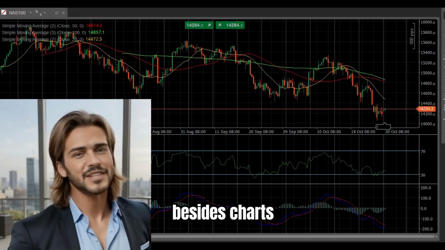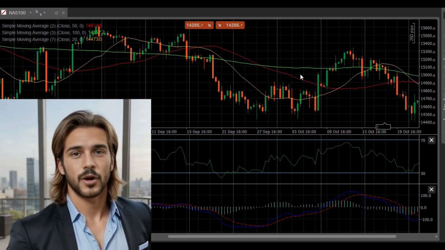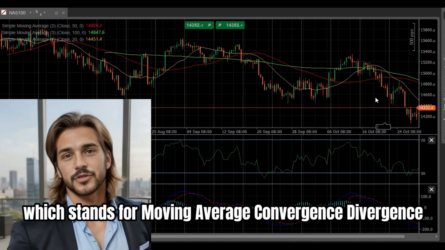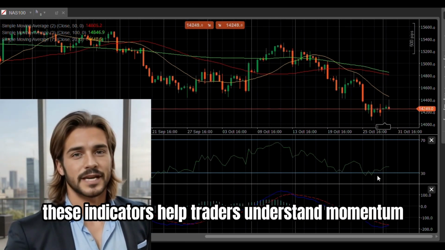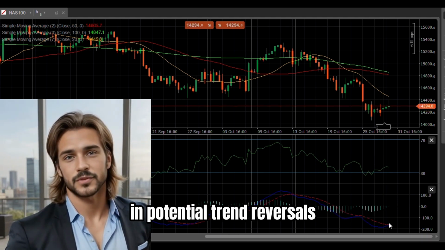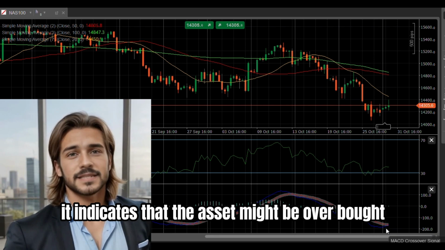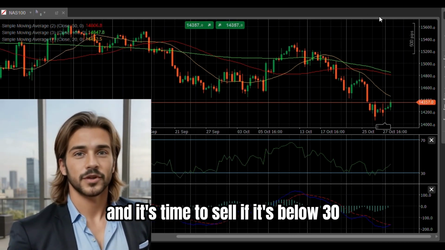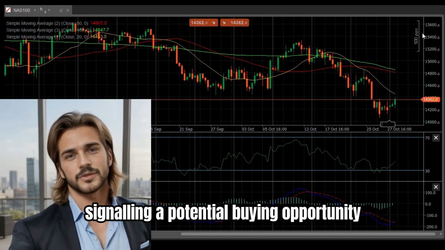Besides charts, technical analysis uses indicators like moving averages, the RSI, Relative Strength Index, and MACD, which stands for Moving Average Convergence Divergence. These indicators help traders understand momentum and potential trend reversals. For instance, if the RSI goes above 70, it indicates that the asset might be overbought and it's time to sell. If it's below 30, the asset could be oversold, signaling a potential buying opportunity.